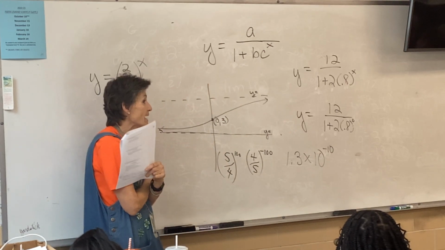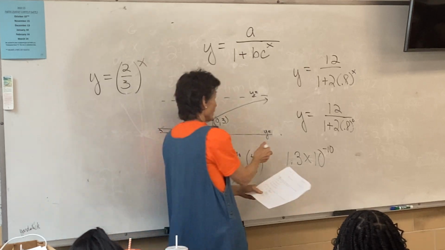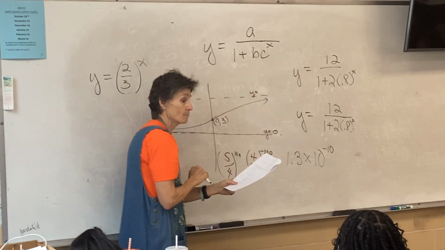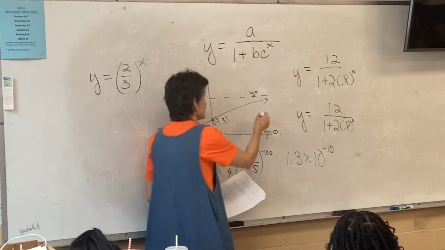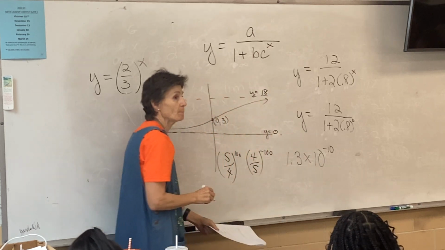Okay, where are the asymptotes going to be? Well, one of them is going to be at 0, and the other one's going to be at 18. Wow, this is so simple.